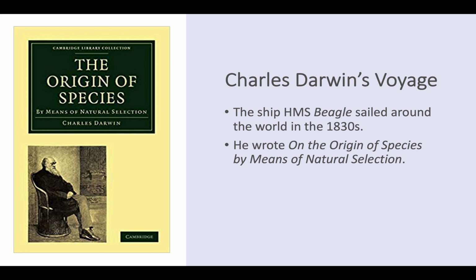So when we speak about evolution, we have to bring up Charles Darwin. So let's talk about his voyage. Charles Darwin took the ship called the HMS Beagle and sailed around the world in the 1830s. While he was doing that, he wrote a book called On the Origin of Species by Means of Natural Selection. So the process of natural selection does not favor traits that are somehow inherently superior. It doesn't favor the better traits. Instead, it favors traits that are more beneficial. That is, they help an organism survive and reproduce more effectively than its peers, than other organisms within the population.